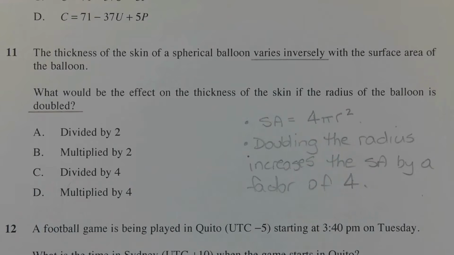Now, the surface area does not double. The surface area, in fact, increases by a factor of 4, which means option A is incorrect. So the only viable option is option C.